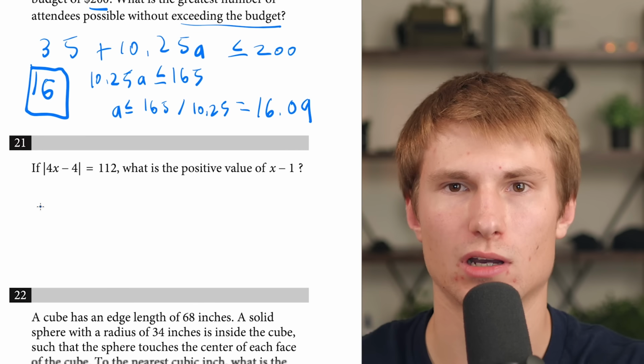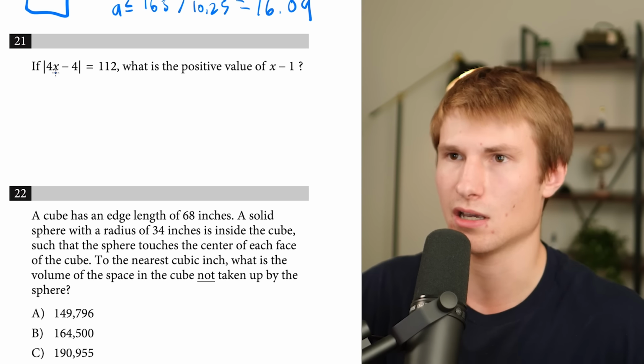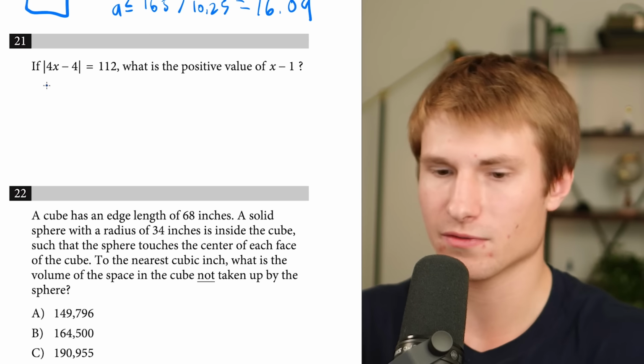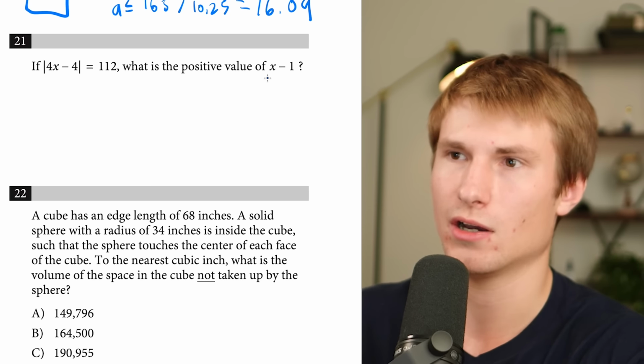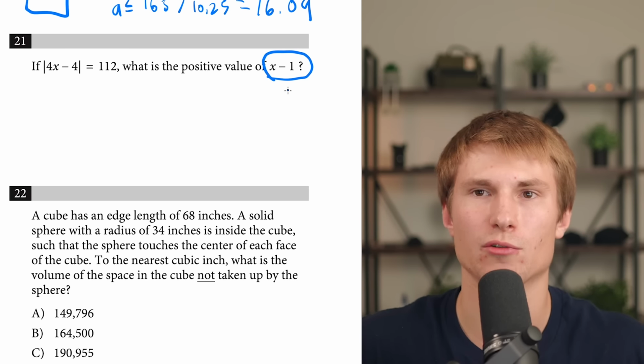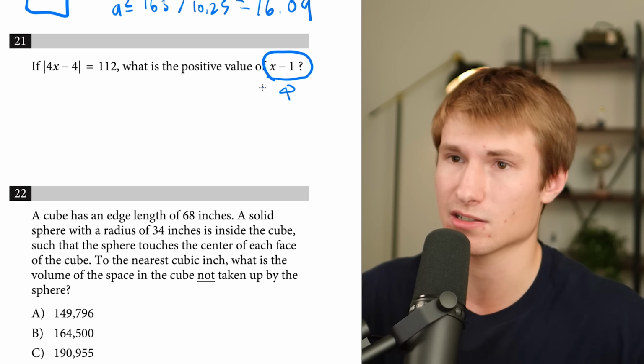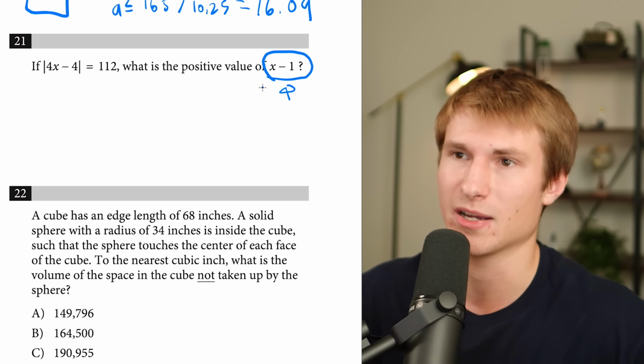Going on to 21, absolute value question. I don't think we've had an absolute value question on this test yet, so let's go into this one. If the absolute value of 4x minus 4 is 12, what's the positive value of x minus 1? Keep in mind, like I talked about earlier, you want to pay attention to what you're asked to answer with on the SAT. Some people here are just going to end up answering with the value of x, and they're going to get it wrong because you need to do the value of x minus 1.